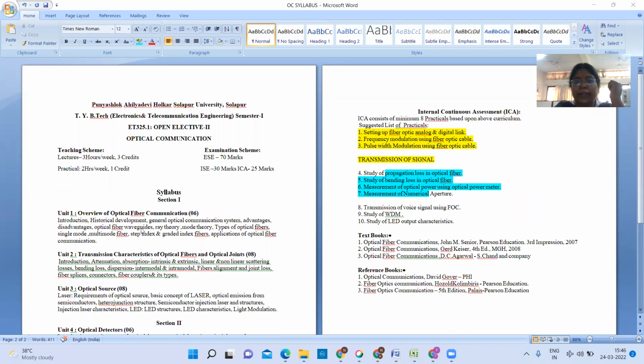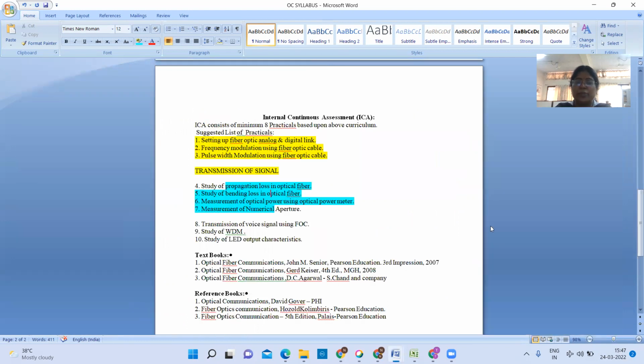Suppose a water pipe is there, and water is coming through it. If you are not bending it, if it is straight, the amount of water coming out will be more. If you bend the same water pipe, definitely the amount of water coming at the output is going to be less. That's why we have to see this bending loss. The name itself indicates it is considered a loss, meaning the amount of light coming at output is going to be less. That's why it is called the study of bending loss in optical fiber.